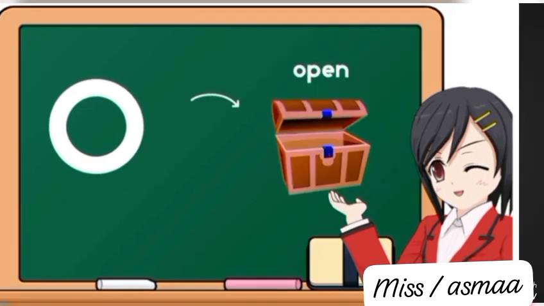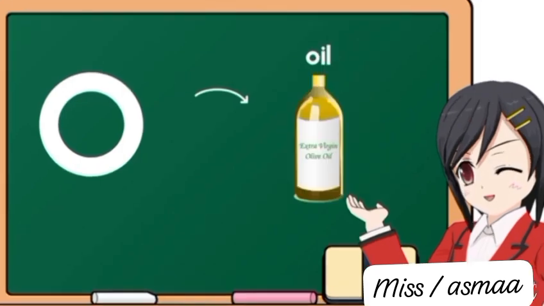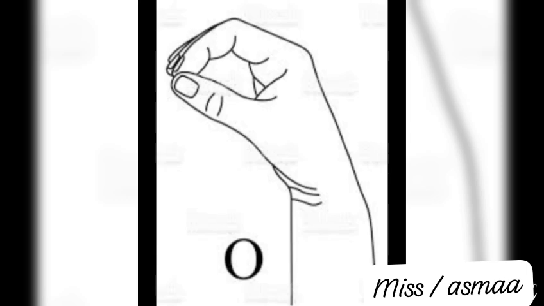Open. Open. Again. Open. Oil. Oil. O, oil. Repeat it again. Oil. Good job. Letter O looks like a circle.